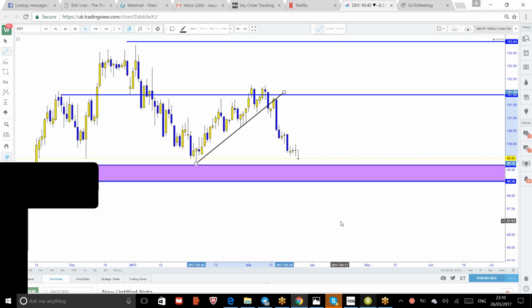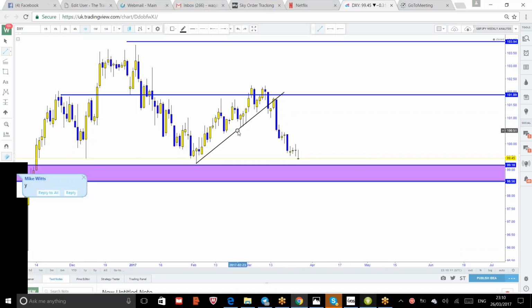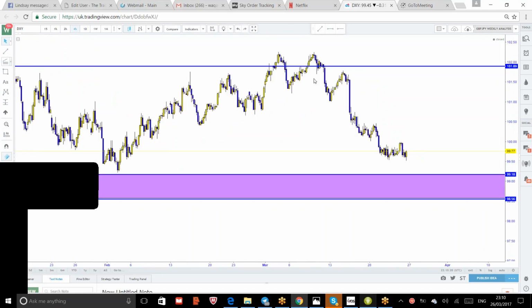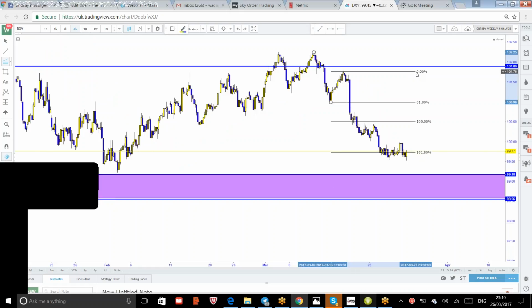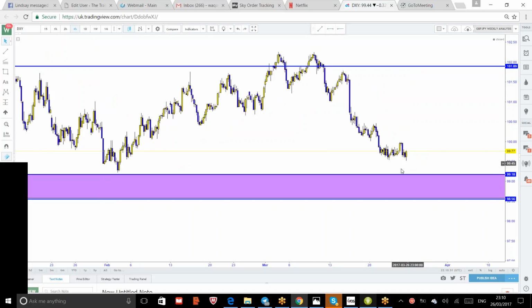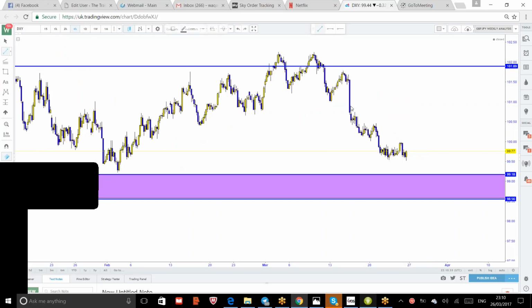Okay guys, great. So this week I will be looking for what? Not yet, not yet. Price achieved 161 Fibonacci retracement expansions. I seek a reversal, but obviously the price has room to the downside again guys.